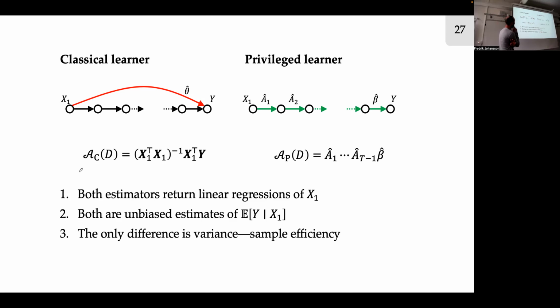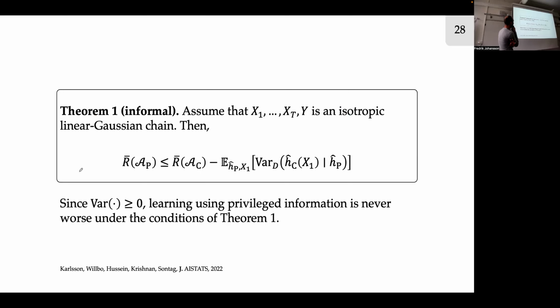So that's what we did. We proved a little theorem. We assumed in this case that the Gaussian noise at every step was isotropic, so you have a diagonal covariance matrix. But other than that, we also need the dimension to be smaller than n here. We're not studying the high dimensional setting yet. But in this kind of setting, we can show that the privileged learner has an expected risk over data sets and samples, which is bounded by the risk of the classical learner minus something. That something is the expected variance of the predictions of the classical learner, given a particular value of the privileged learner.